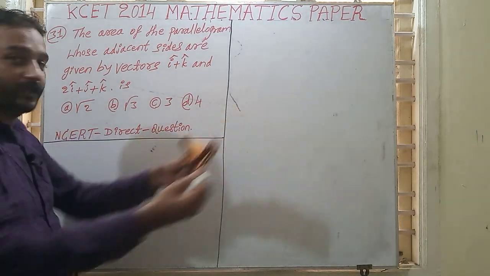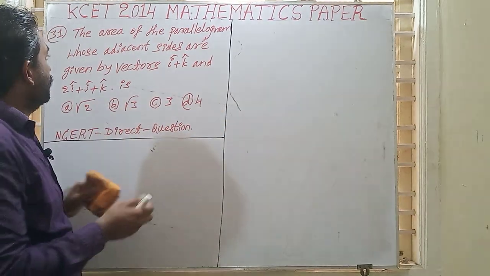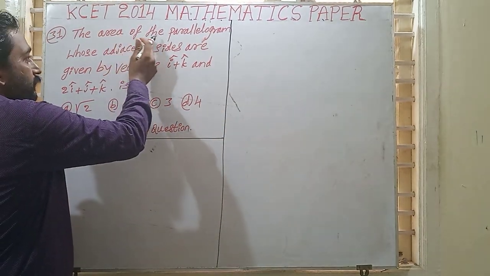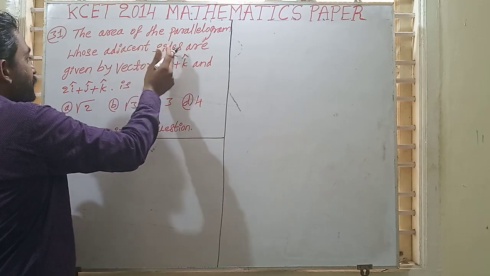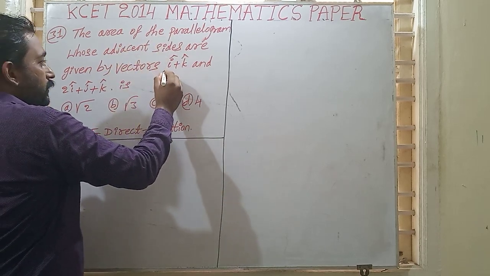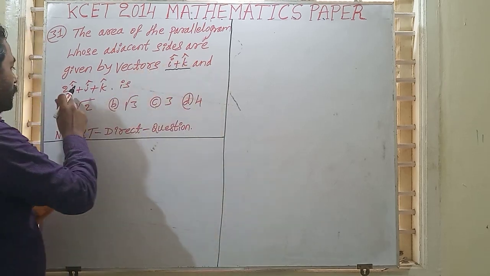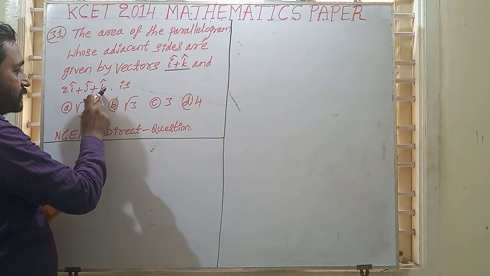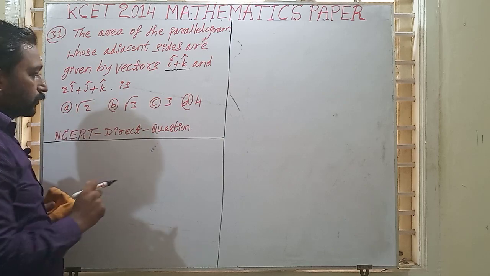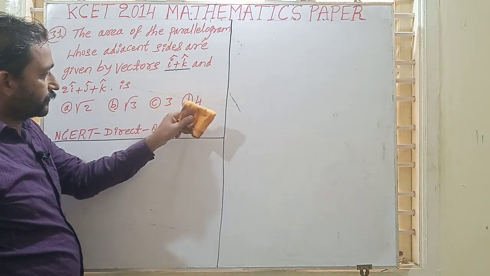So now let us move on to the next question. Question number 31. Read carefully. The area of the parallelogram whose adjacent sides are given by vectors a = i + k and another vector 2i + j + k is: option A root 2, option B root 3, option C 3, option D 4.